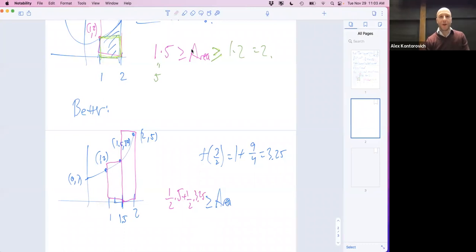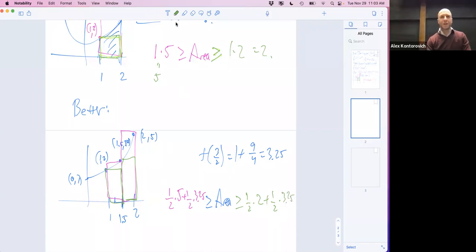Okay, and what about from below? I can take this rectangle as a lower rectangle, and I can take this rectangle as a lower rectangle. So now, what's the area of this rectangle? What's the width? A half. And the height? 2. And how about this one? Width? A half. Height? 3.25.